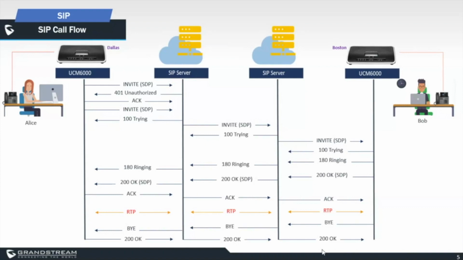And the SIP server will challenge the UCM for authentication with 401 response code. Then the UCM will acknowledge and send a new invite with a hashed authentication response. So when the authentication process completes successfully, the SIP server will respond with 100 trying, which indicates the request has been received successfully and that the server is working on processing the invite.